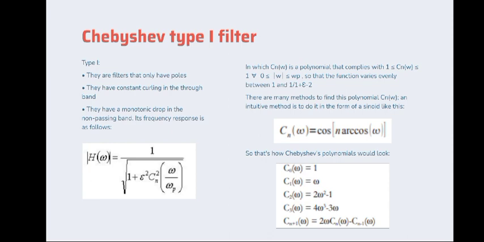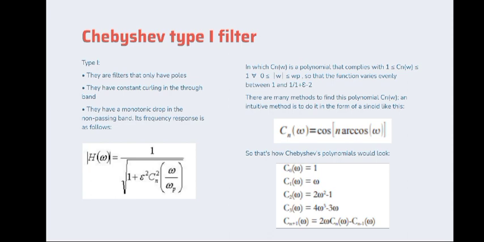The Chebyshev type 1 filter has the following characteristics. They are filters that only have poles. They have constant ripple in the passband. They have a monotonic drop in the stopband. And their frequency response has this form, in which the polynomial meets the following characteristics.